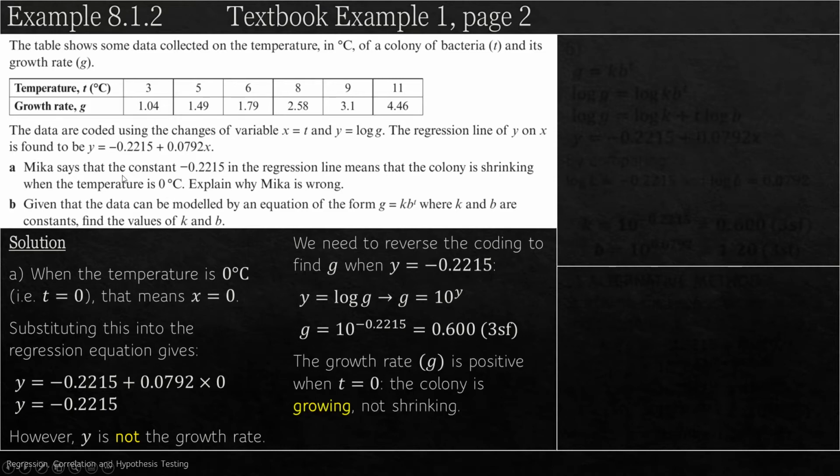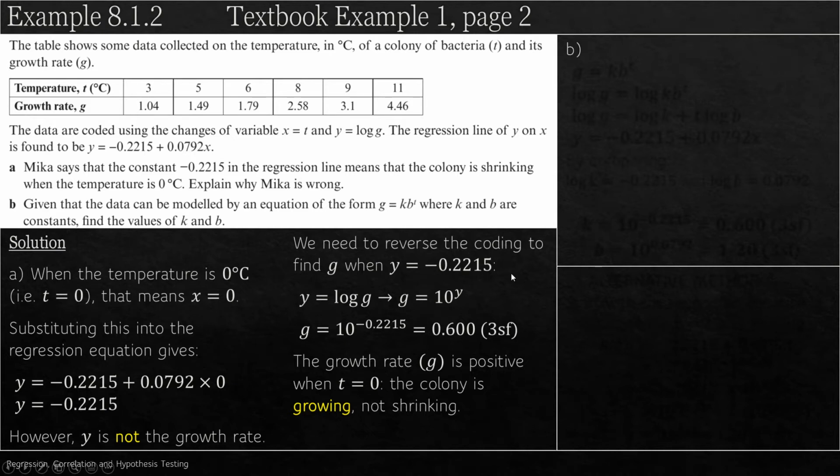So to answer the question and explain why Mika is wrong, we're given evidence that when T is nothing, the growth rate is 0.600, which is positive. So that shows that the colony is not shrinking, it's actually growing, and that's evidence why Mika is wrong.